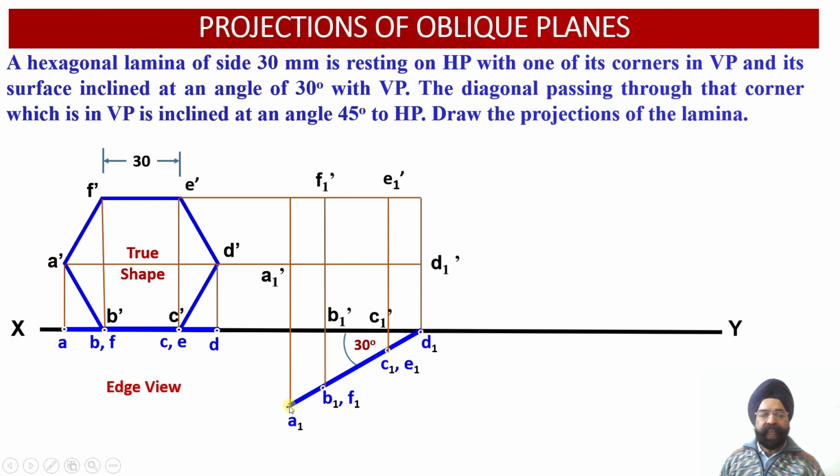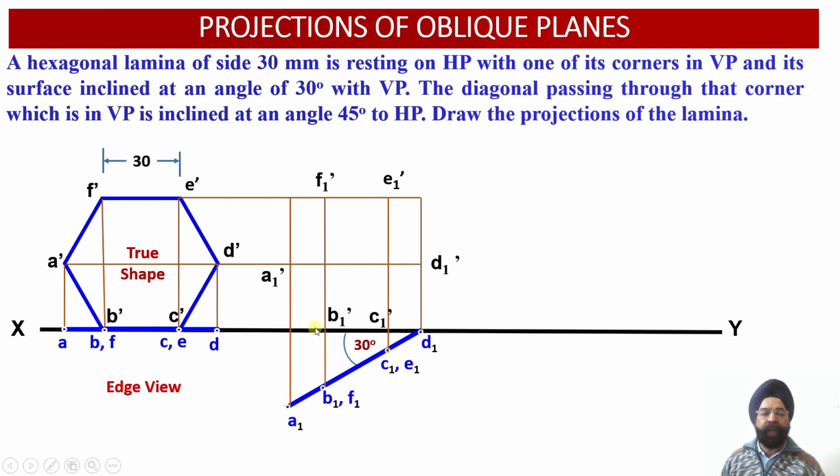Here we can see this is the vertical projector drawn through the point A1. Wherever it intersects with the horizontal projector drawn through the point A dash, we obtain the point A1 dash. Again, we have a vertical projector drawn through the point B1, and wherever it intersects with the horizontal projector drawn through the point B dash over here.